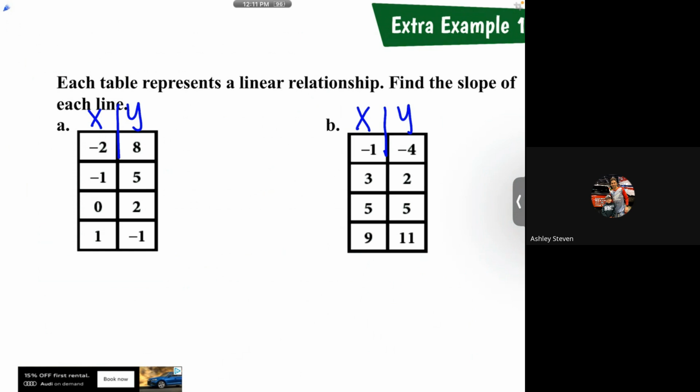I do not want a decimal. I want you to leave it in an improper fraction.